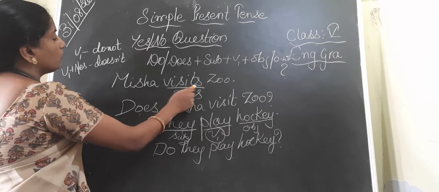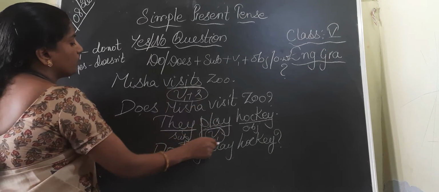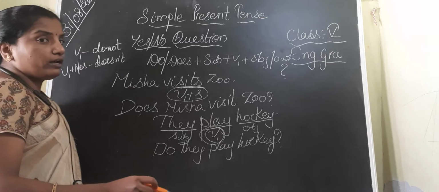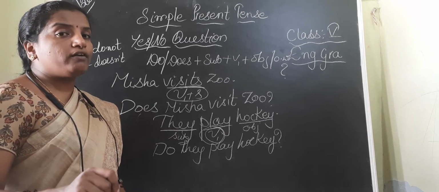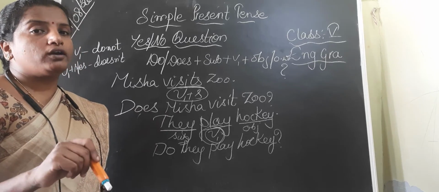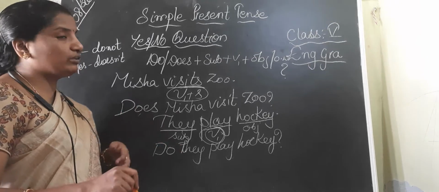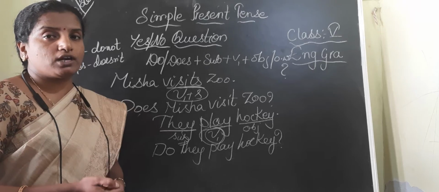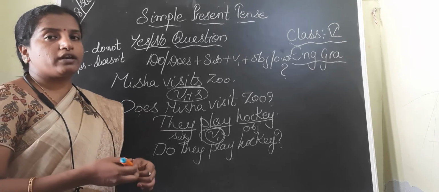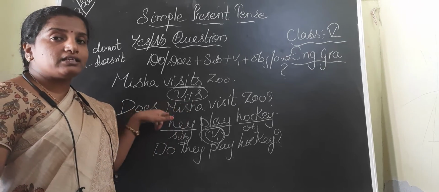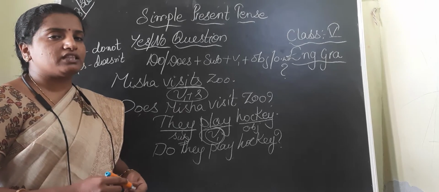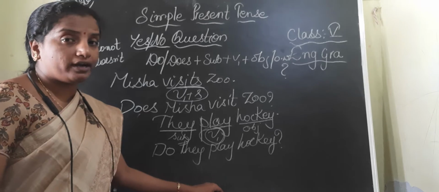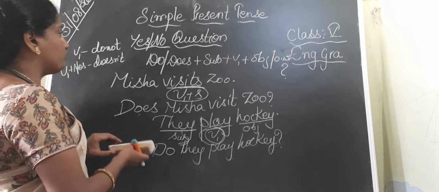According to the verb form given to you in the sentence, you have to use do or does in the question form. And always remember that in the simple present tense, yes or no type questions start with do or does according to the given subject.